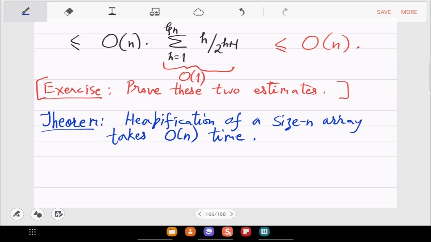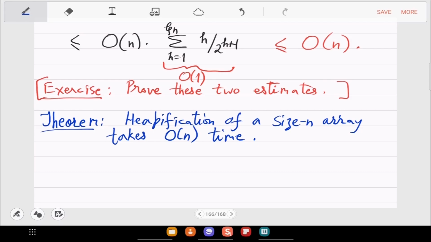So it is significantly faster than sorting. Somehow this should be connected to sorting, and there is a connection. We'll see that very soon. But this can be done faster than sorting, just in linear time.